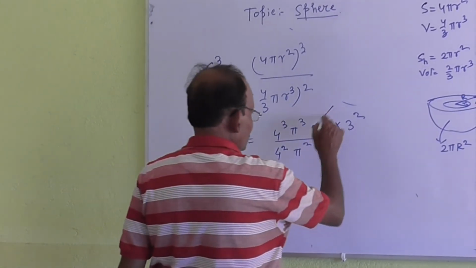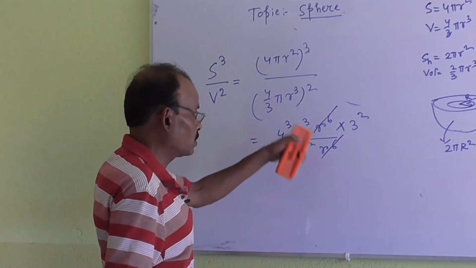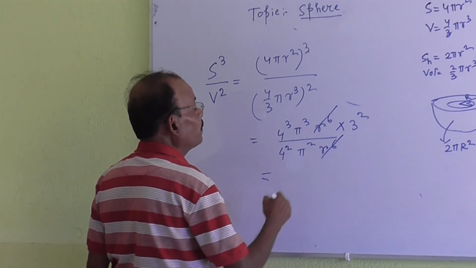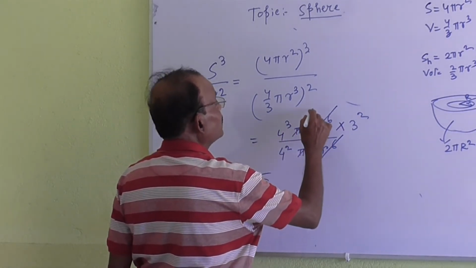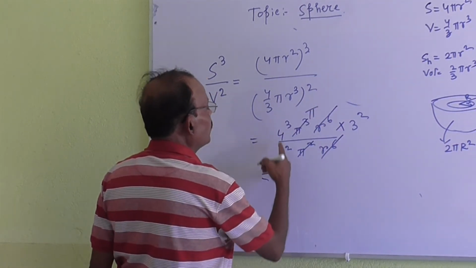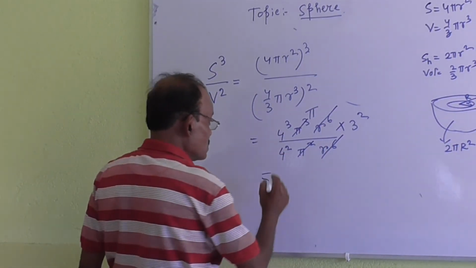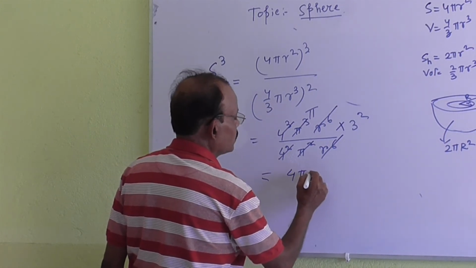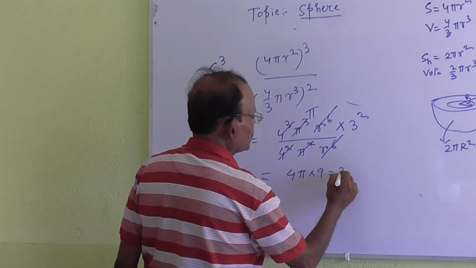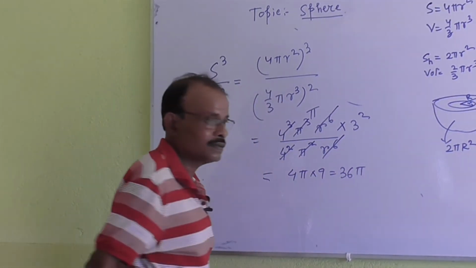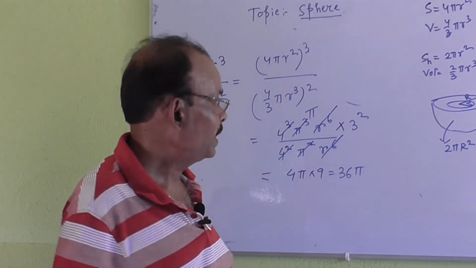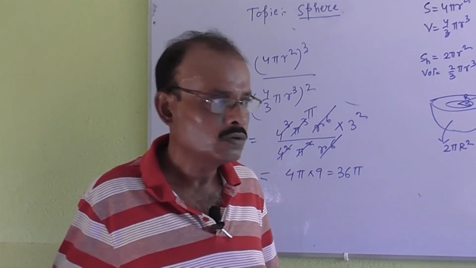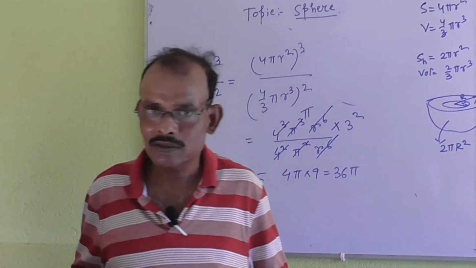And is to be cancelled. Then you cross the r to the power 6 and r to the power 6. Here pi square and here pi cube. So, if we cancel, we get 4 cube and 4 square be, that means 4, pi, 3 square means 9, that means 36 pi. You get the result. So, the various types of the problem helps to learn your topic spheres.